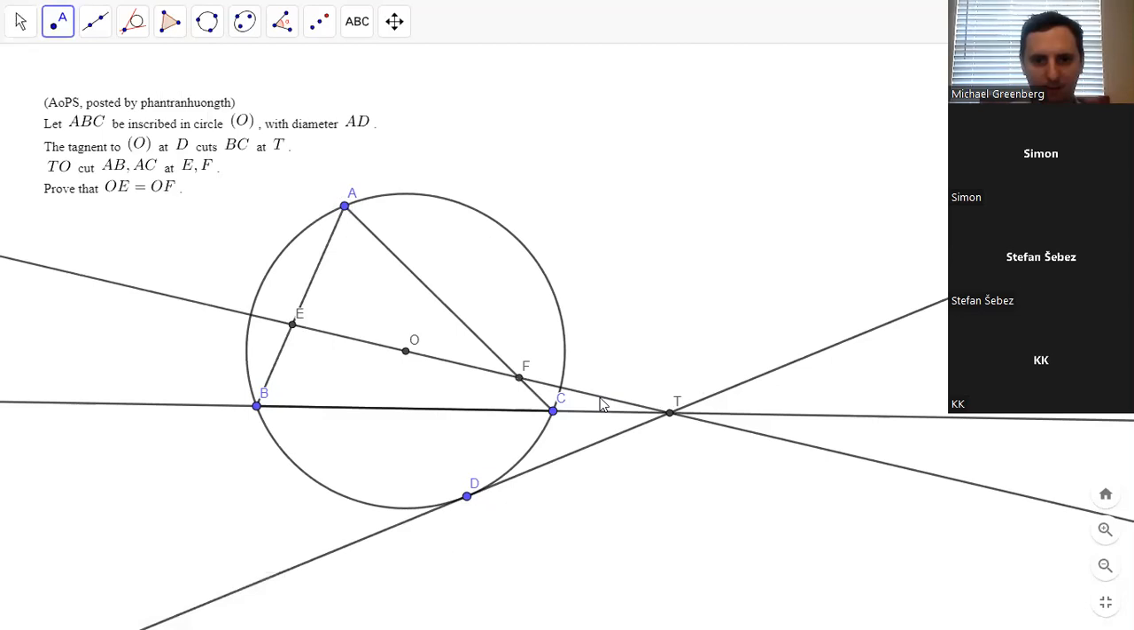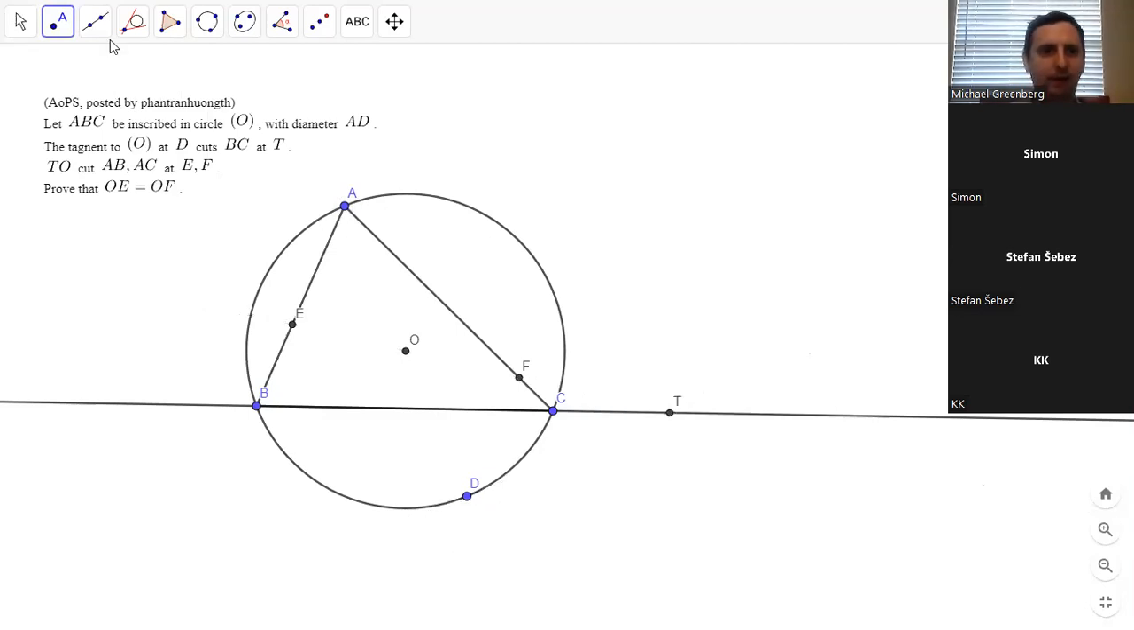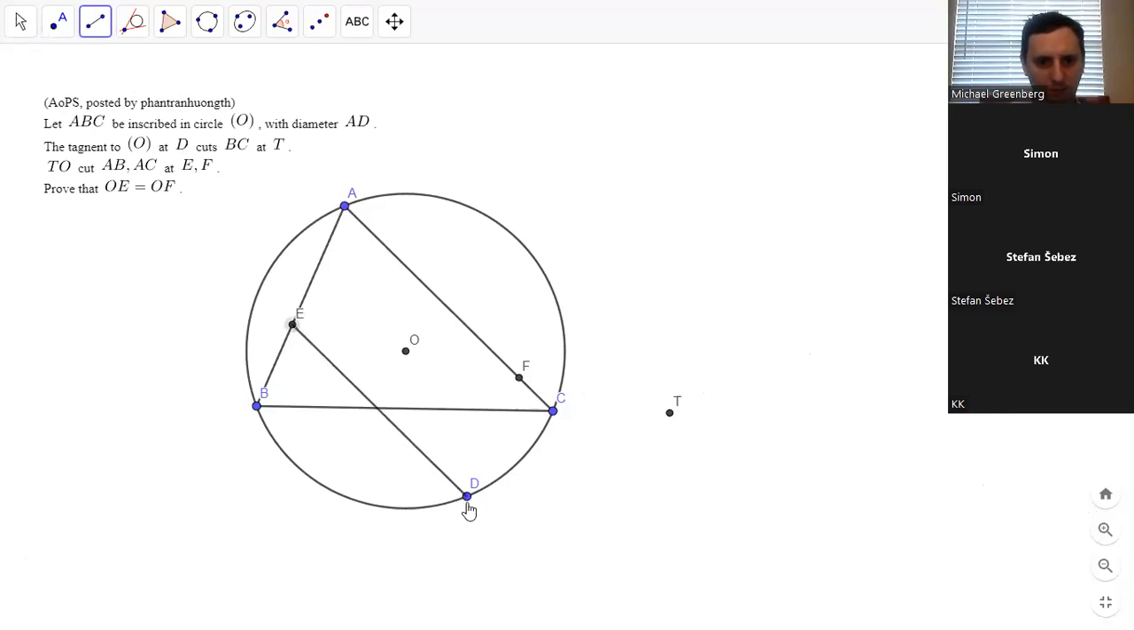Looks like AEDF is a parallelogram. AEDF, right? Hold on. That's interesting. Yeah, or that would be true if the problem were true. So yeah, how do we show that? Because AO equals OD and we want to show O equals OF.